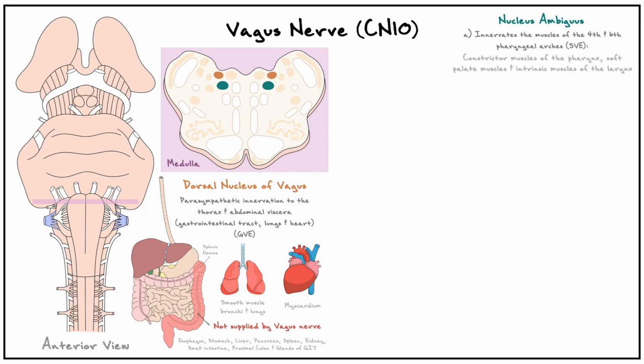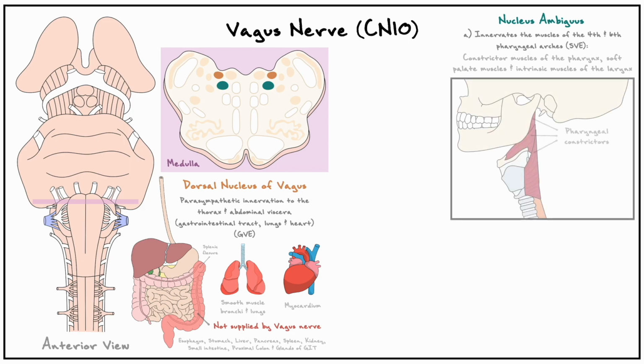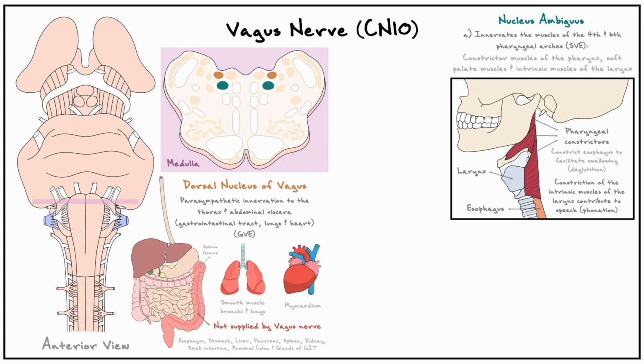To get a quick appreciation of what these muscles mediate, we can consider this lateral view where we can see the pharyngeal constrictor muscles being attached to the larynx. When they contract, these muscles constrict the esophagus, and that results in facilitating the process of swallowing, also known as deglutition. As for the intrinsic muscles of the larynx, their contraction contributes to the production of speech, or in other words, phonation. The second important role of the nucleus ambiguus is to send preganglionic parasympathetic fibers to the heart, and the downstream effect of that will be to decrease the heart rate.